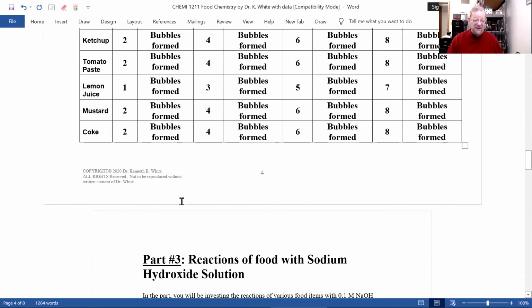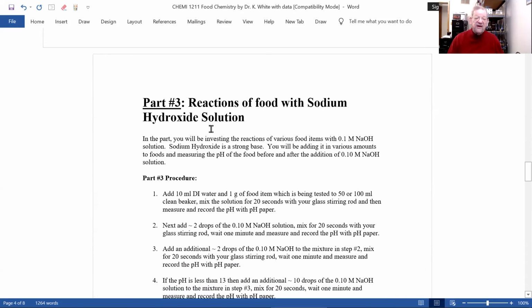Now, the second part will be using another base, sodium hydroxide, and you'll do the same thing. By the way, the solution you'll use is a 0.1 capital M NaOH solution. And now you know what that means. It's 0.100 moles of NaOH per 1,000 milliliters.